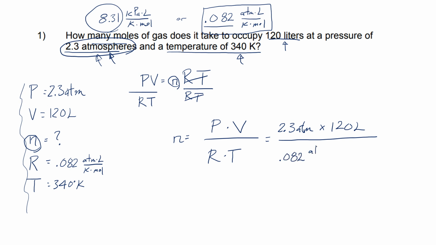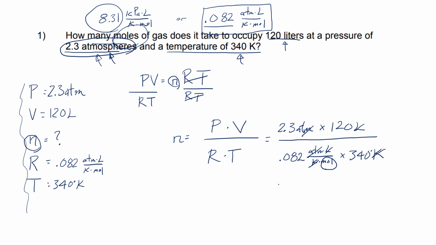Notice what I'm going to do here. I'm going to write down all the units: ATMs times liters divided by kelvins times moles. And then I'm going to multiply that by 340 kelvins. And check this out. Look, kelvins is on the bottom, kelvins is on the top. They cancel. Liters will cancel. ATMs will cancel, leaving the only variable, which is moles, which is exactly what we want. We wanted moles, right? So we know we're on the right track. We set this up appropriately.